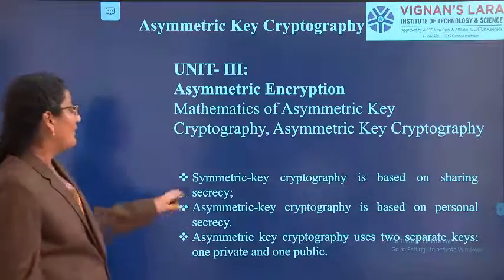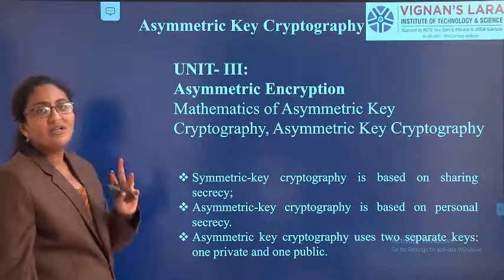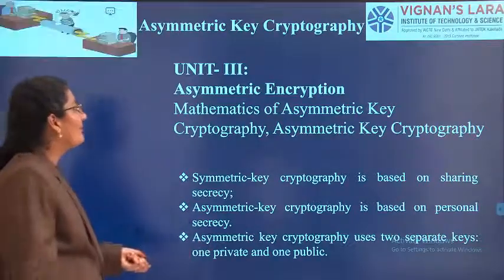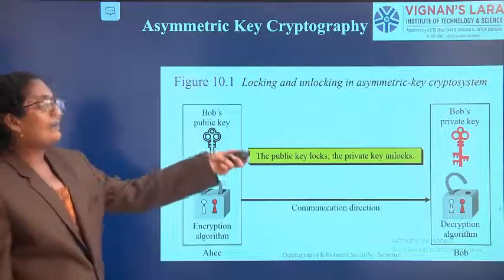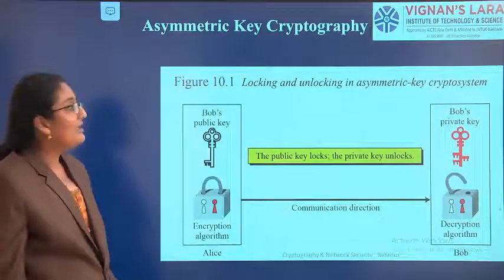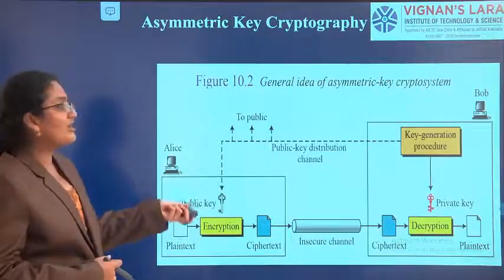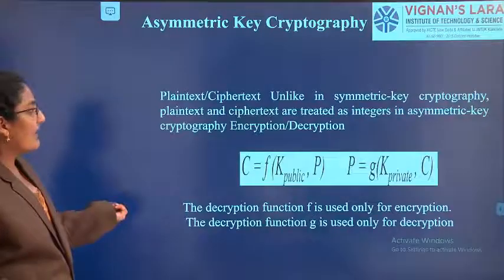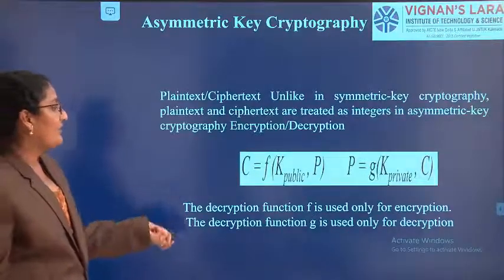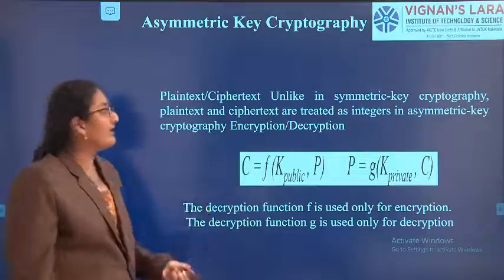Symmetric means only one key, asymmetric means 2 keys. The 2 keys are nothing but the public key and private key. So the public key will be at the sender side, and the private key will be at the receiver side for decryption. So how are these keys generated? Keys are generated by a key generation procedure. The communication is happening in the insecure channel, and we have the 2 functions f and g. F is for encryption and g is for decryption.